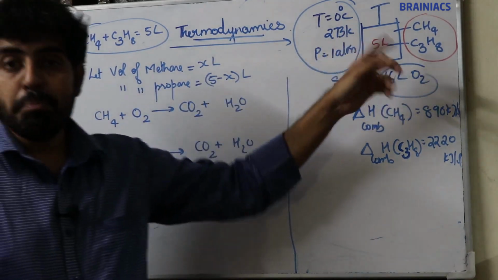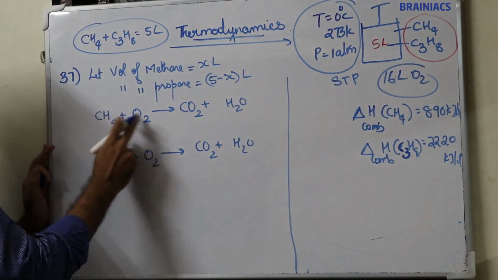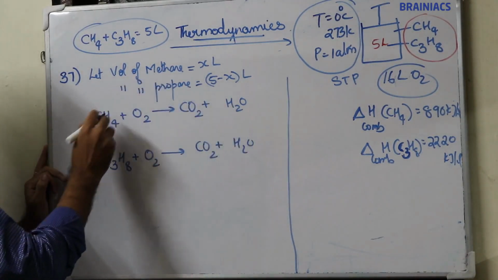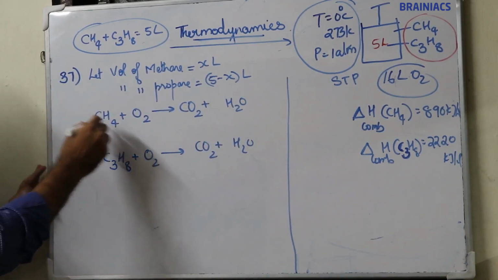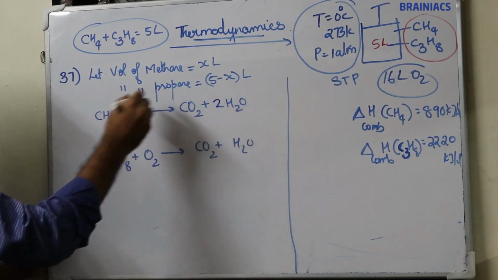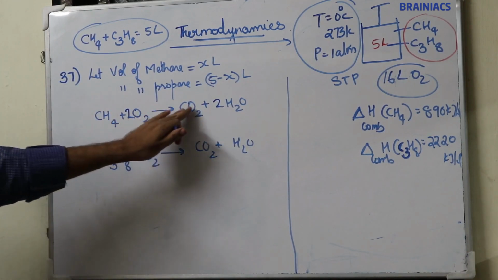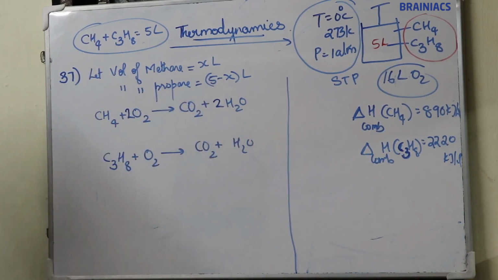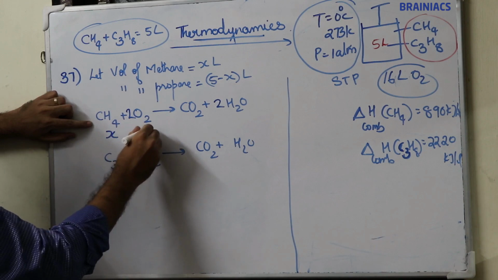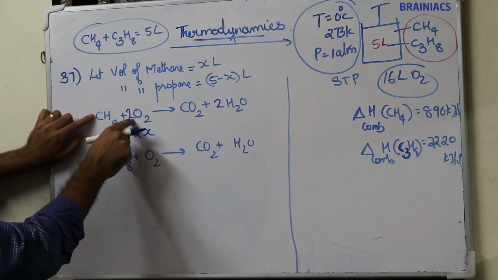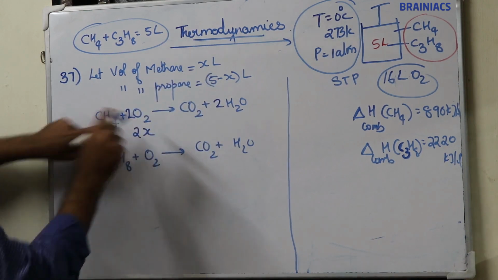Now here we are burning, so during combustion, methane plus O2 gives carbon dioxide and water. We have to balance the equation. So methane plus 2O2 gives CO2 plus 2H2O. Now let the volume of methane be x liters, then the volume of oxygen will be 2x liters, because here the ratio is 1:2.